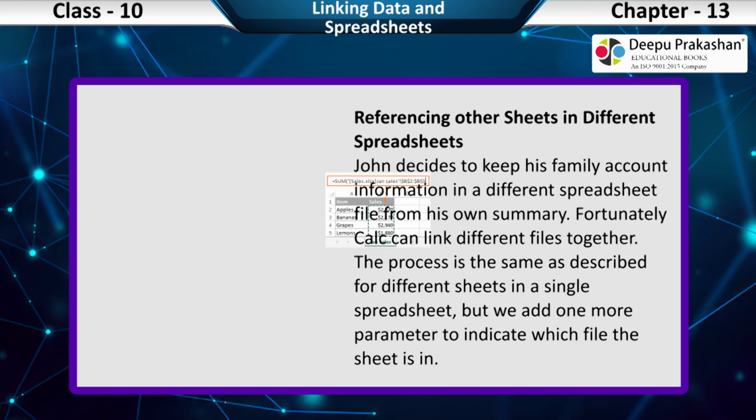Referencing other sheets in different spreadsheets. John decides to keep his family account information in a different spreadsheet file from his own summary. Fortunately, Calc can link different files together. The process is the same as described for different sheets in a single spreadsheet, but we add one more parameter to indicate which file the sheet is in.